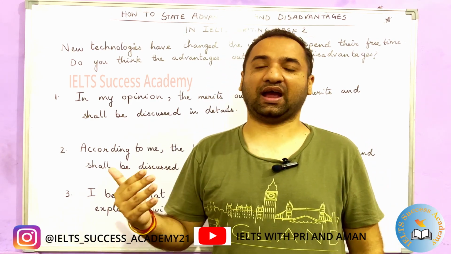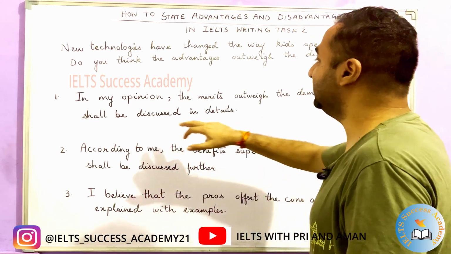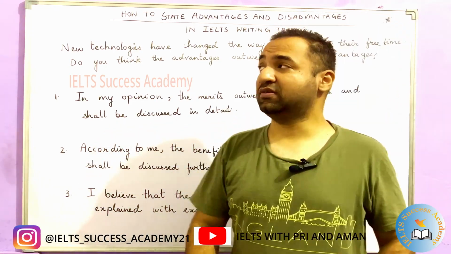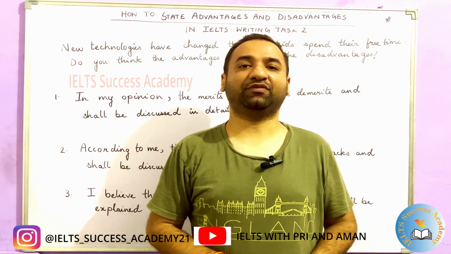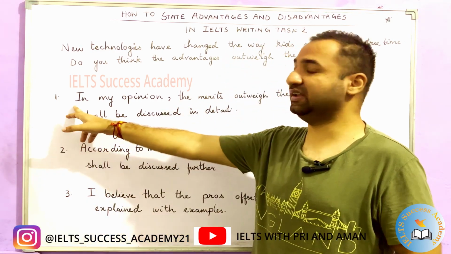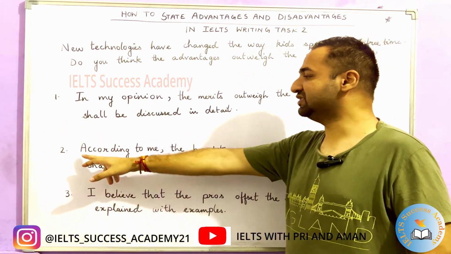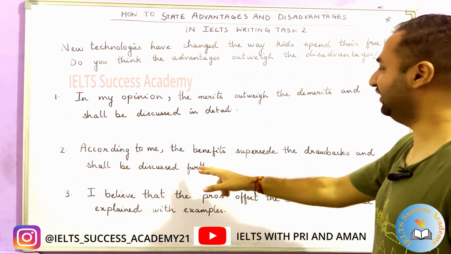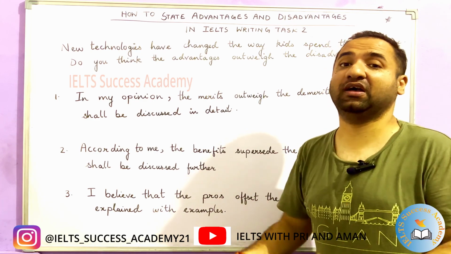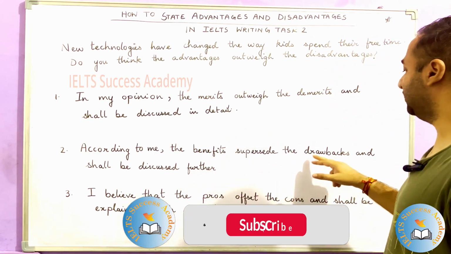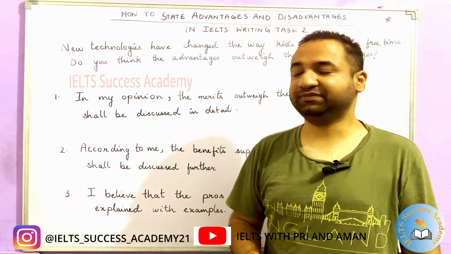So let's look at some of the ways you can. In my opinion, the merits outweigh the demerits and shall be discussed in detail. Before this, you have to write your general statement, you have to paraphrase the question, and then state your opinion. This is your opinion. Secondly, you can say, according to me, the benefits supersede, meaning they are bigger, supersede the drawbacks and shall be discussed further. Okay, this is another way.